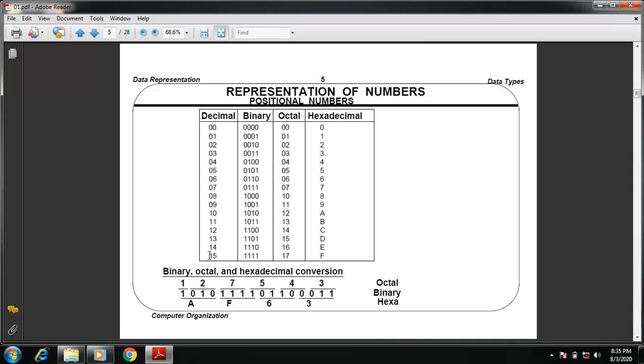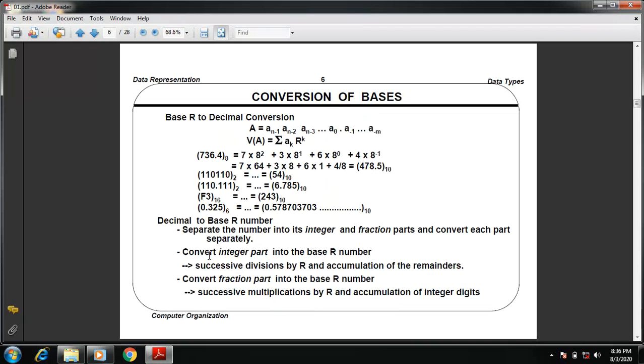Next is the representation of all four number systems. First is decimal, with 15 decimal numbers represented in 4-bit binary form, starting from 0000 for 0 to 1111 for 15. Octal is represented as 0 to 7, skipping 8 and 9, then the next numbers are 10, 11, 12, 13, 14, 15, 16, 17. For hexadecimal, 0 to 9 is common with decimal, then 10 is A, 11 is B, 12 is C, 13 is D, 14 is E, and 15 is F. So this is the representation of all the positional numbers. Okay, go to next. This is our conversion of bases.